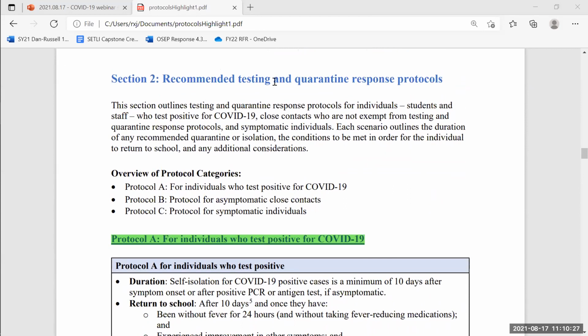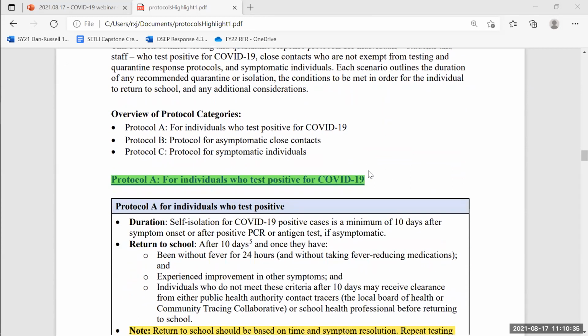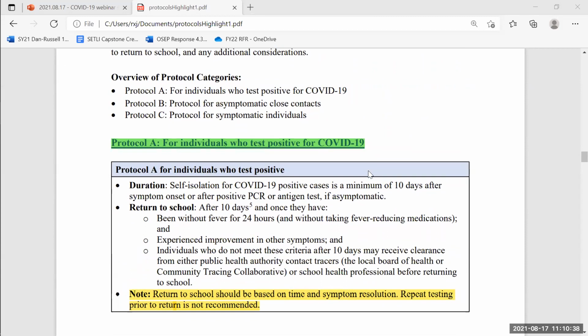Let's now talk about the testing and quarantine response protocols, really starting with the quarantining protocols. To orient you to this document, in case you haven't gotten well familiar with it yet, we have protocols that are listed alphabetically. And so protocol A is for individuals who test positive for COVID-19. Now, I think we're pretty aware of what to do when individuals test positive for COVID-19. So as I'm going over this with you, this is reassuring me that a lot of what I did last year remains in effect this year for anyone who tests positive for COVID-19.